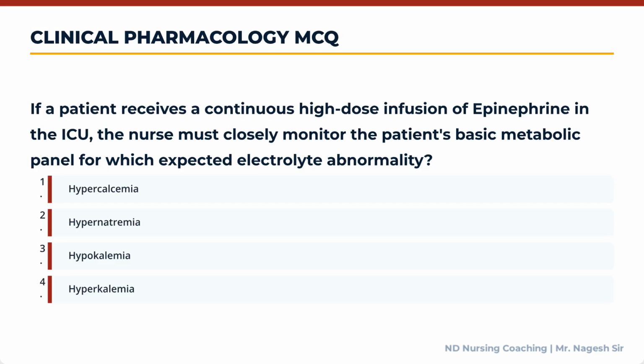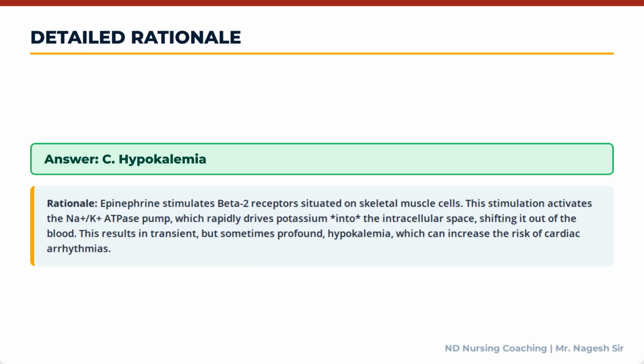If a patient receives a continuous high-dose infusion of epinephrine in the ICU, the nurse must closely monitor the patient's basic metabolic panel for which expected electrolyte abnormality? The correct answer is C, hypokalemia. Epinephrine stimulates the beta-2 receptors, which drives potassium into the cells, potentially leading to transient but significant hypokalemia.